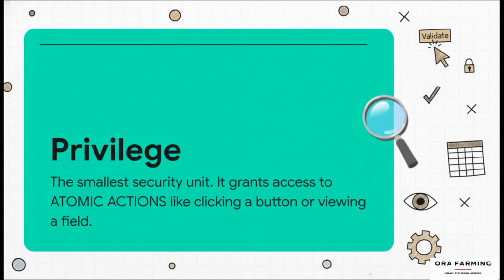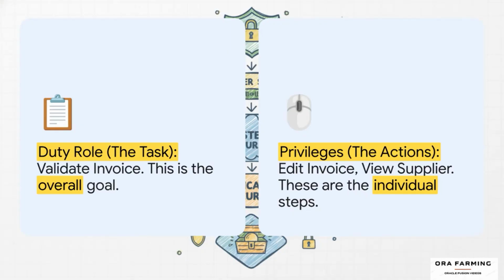We're talking about the permission to click a single button, to view one field, to run one process. It's truly atomic. And this is where it all clicks into place. The duty role is the task, validate invoice. But to actually perform that task, Sarah needs a whole set of specific privileges. The permission to edit invoice, the ability to view supplier details, the power to approve an invoice line. The duty role is the goal. The privileges are the tiny individual steps she can take to get there.